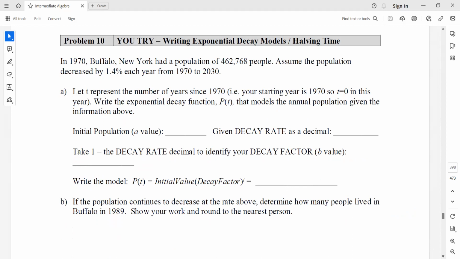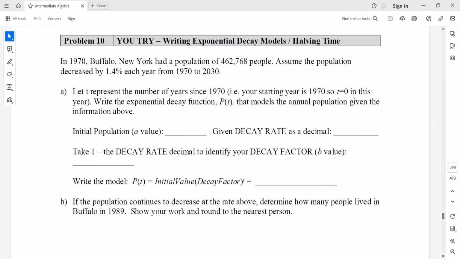In 1970, Buffalo, New York, had a population of 462,768 people. Now, assume that the population decreased by 1.4% each year from 1970 to 2030. Let T represent the number of years since 1970. So in 1970, T equals 0. Write the exponential decay function that models the annual population given the information above.